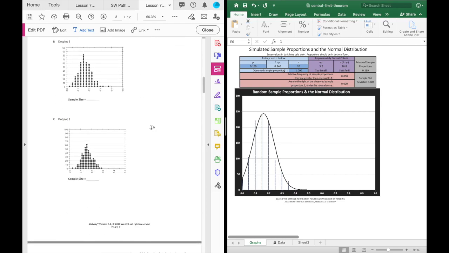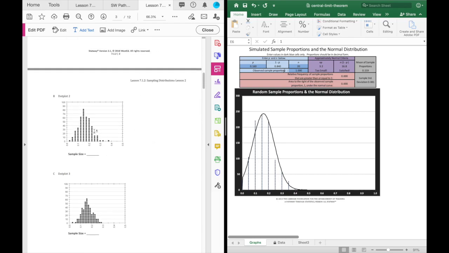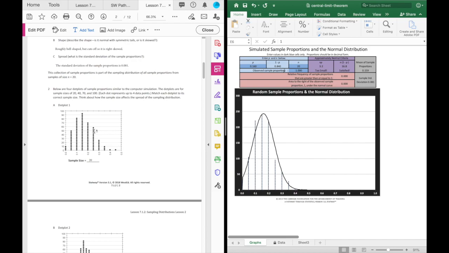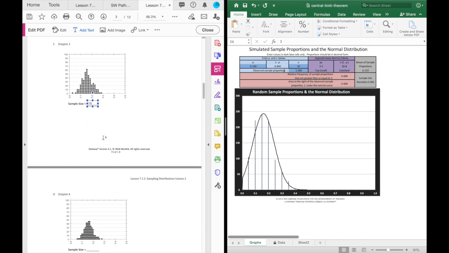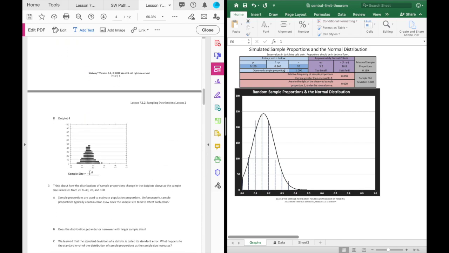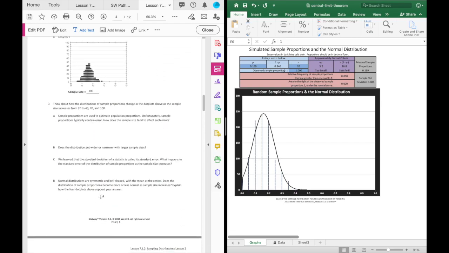And it looks like dot plot 2 would be the sample size of, let's see, 20, 40, 70, and 100. It looks like they're getting bigger as we go down. So this would be 40. The next one would be 70. And then the last one would be the 100. Okay. So let's go on here.